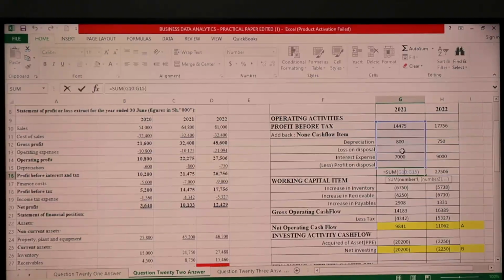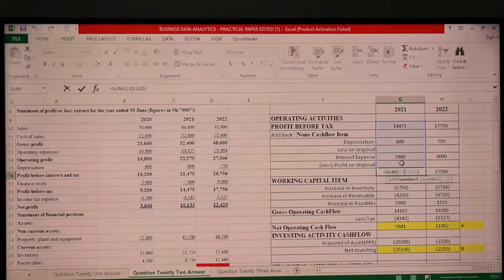But in a complete cash flow, we'll be given everything. You are provided with things like profit on disposal and the loss of disposal. Then you have to provide that. Remember that disposal normally works where we are disposing some assets. In this case, we are not disposing any asset. What we are doing, we are buying more assets. So that's why in such a case, we are using sum.